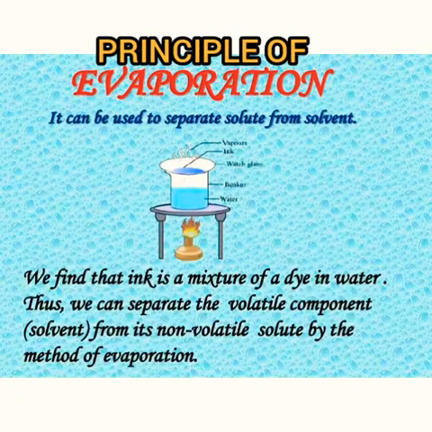The basic principle for obtaining the colored component from blue or black ink is that the volatile component, that is the liquid, which can be easily evaporated, is separated from its non-volatile solute, that is the dye, by the method of evaporation. So you understood that a volatile component, that is the solvent, is separated from its non-volatile component, that is the solute, by the method of evaporation.